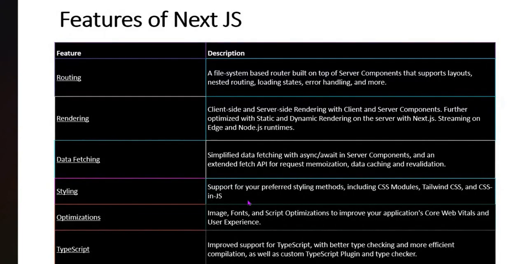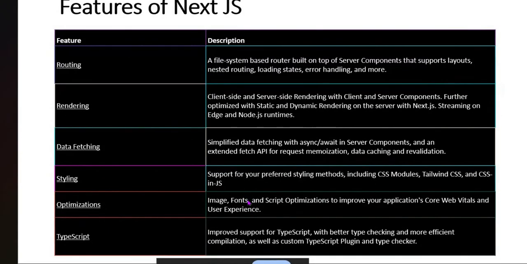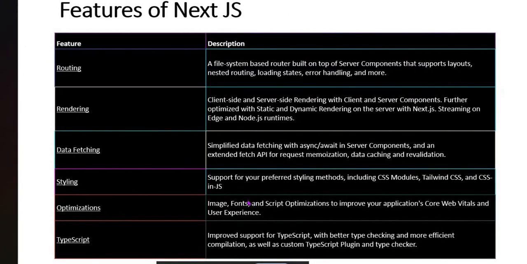There are some features of Next.js: it provides us routing, rendering, data fetching, styling, optimization, and TypeScript. Routing means we can have many pages, like when we click on any link or button we go to the next page, and it also helps with handling errors. The next is rendering. Rendering is client side and server side rendering with client and server components, static and dynamic rendering, and streaming on the Edge and Node.js runtimes.